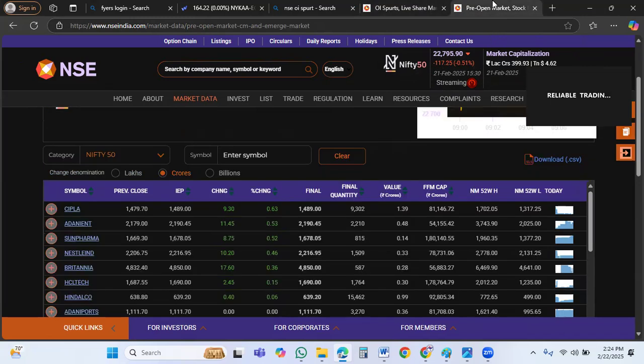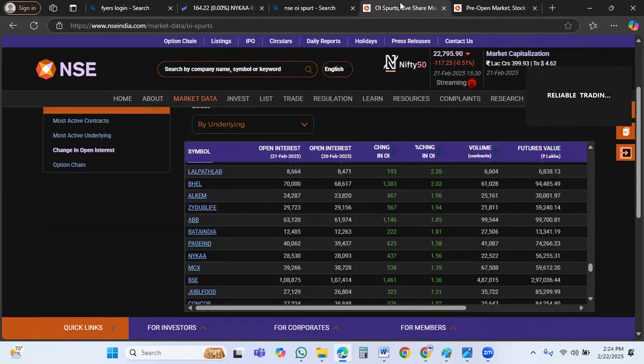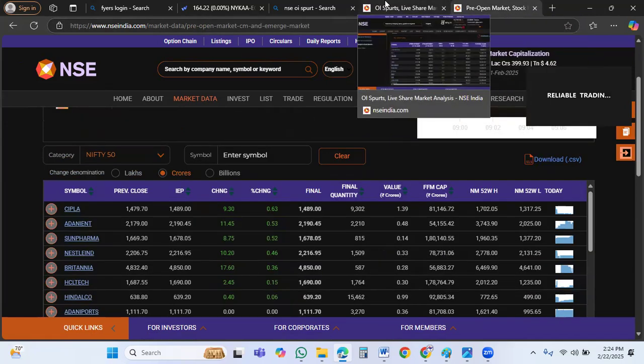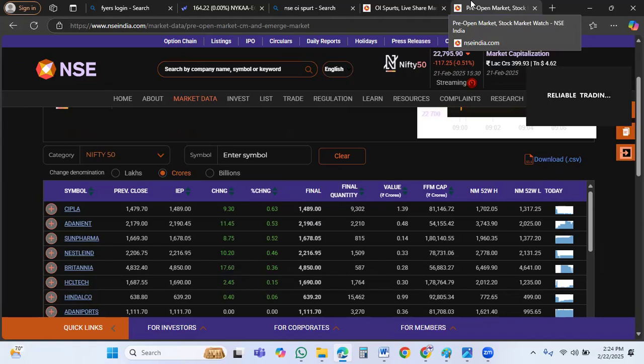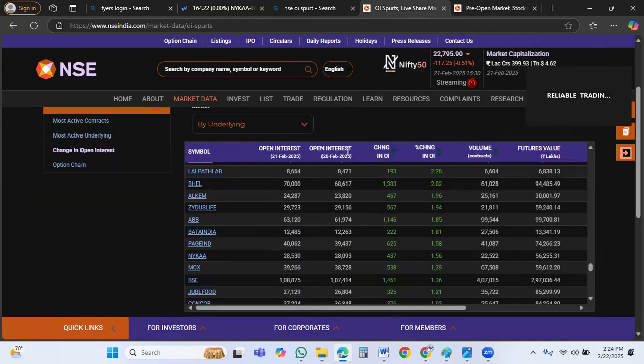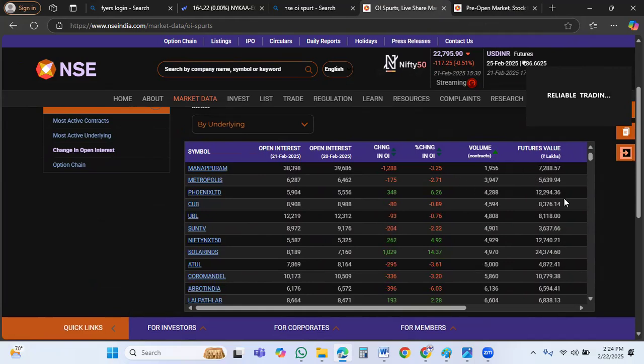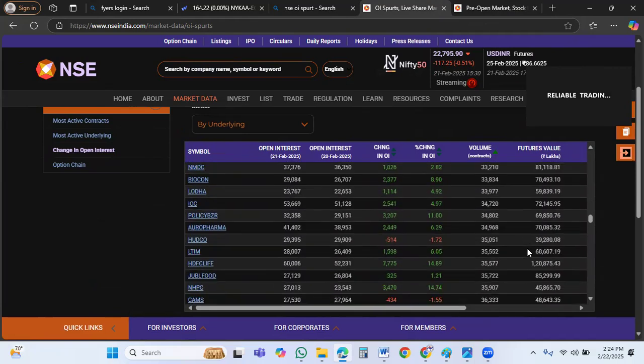And there will be some stock, for example, Cipla or Adani Enterprises or Sun Pharma, which will come into OI Spurt maybe at 9:20 a.m. or 9:30 a.m. That will be a very, very good stock. But suppose you don't find anything even till 9:30, 9:40, then you can also keep a check on a stock which has given very good volume. Have a look at the volumes here in the OI Spurt. If you find some stocks giving very, very high volume here, you can keep them on your watch list.